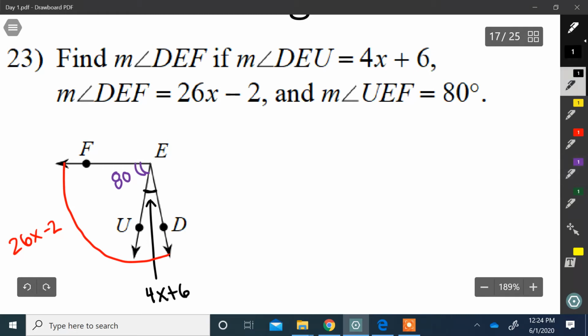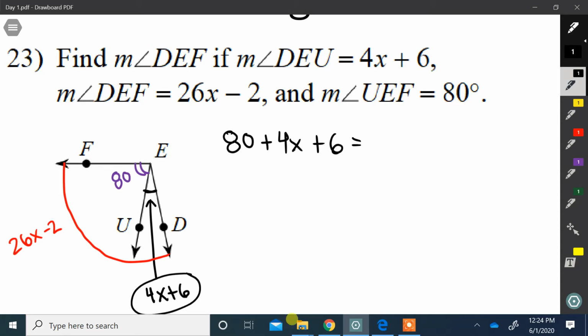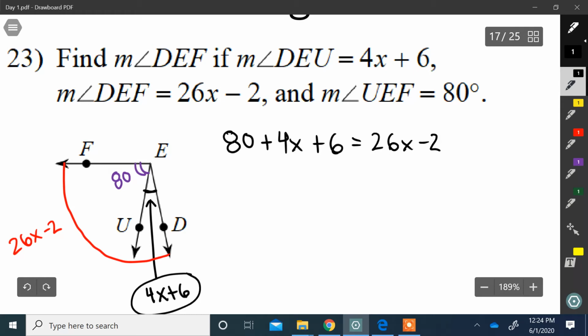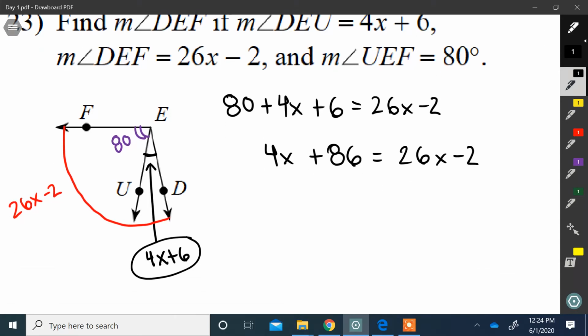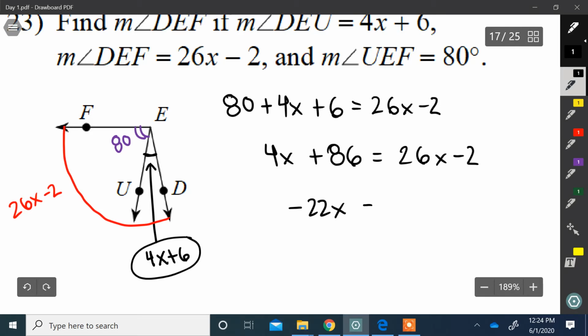So I'm going to use the angle addition postulate to do this. We have 80 plus this right here. That must equal the whole thing, which in this case is the red angle. It's 26x minus 2. We're going to add those two together, and we're going to get 86. Subtract 86, we're going to subtract 26x as well. We're going to get negative 22x on this side, and then negative 88 on that side. That means that x is equal to 4.